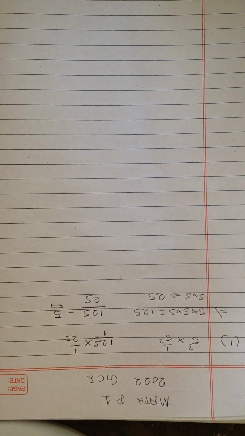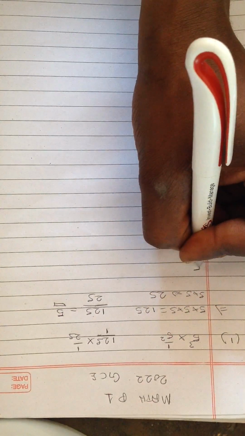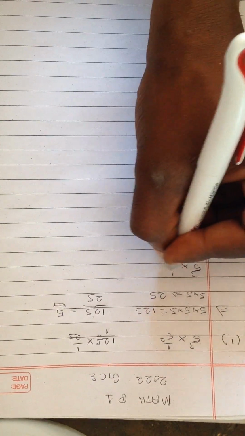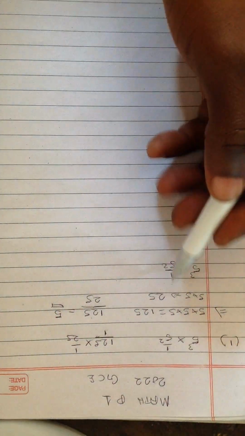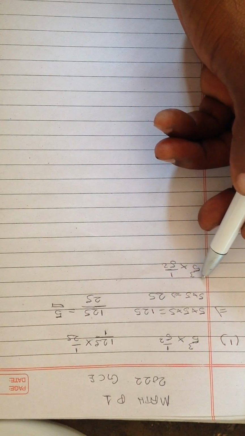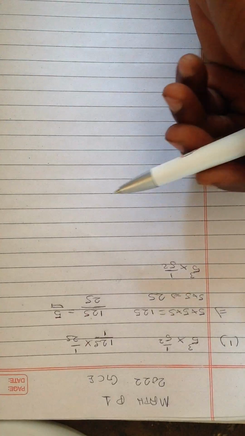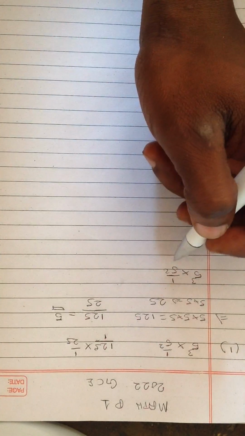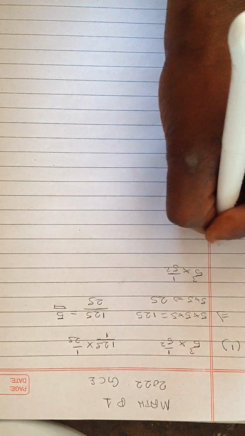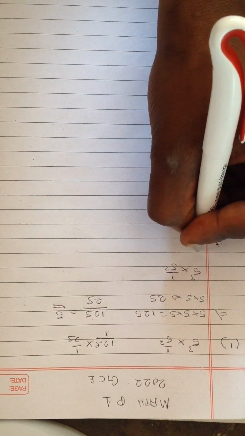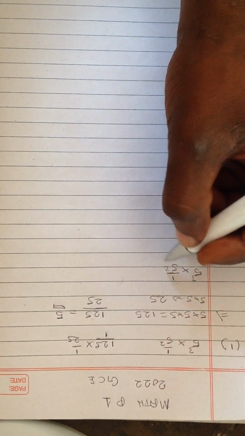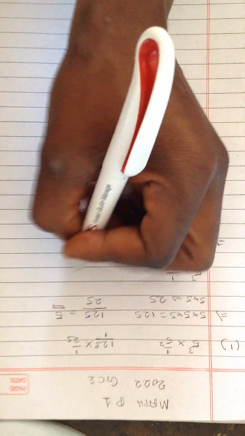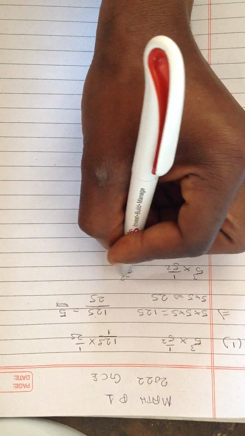If you want, you can go using the rules of indices. So I have my 5 raised to power 3, multiplied by 1 over 5 squared. Let me make this one become a base like this. 1 over 5 raised to power 2, rewritten in index form, is 5 raised to power negative 2.